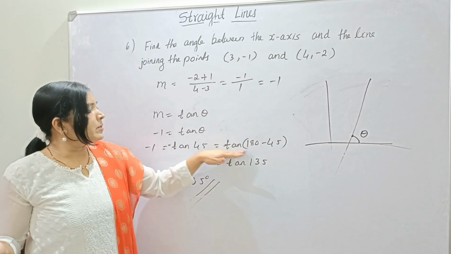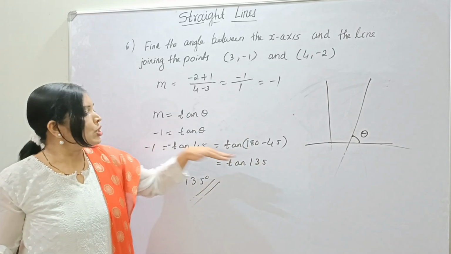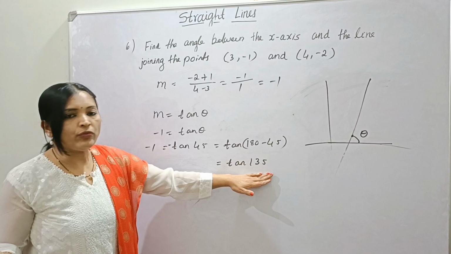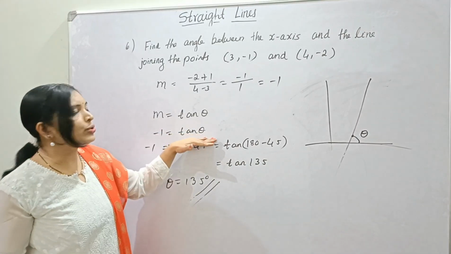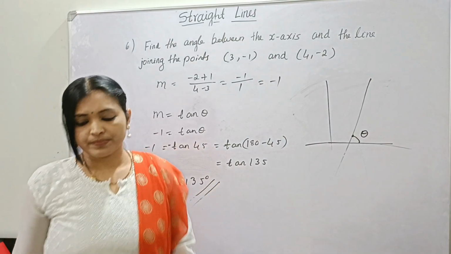Okay, see here tan 180 minus 45 is nothing but tan 135. Okay, so we have got minus 1 is equal to tan 135. That is minus 1 is equal to tan theta. So theta is 135 degree. Okay.